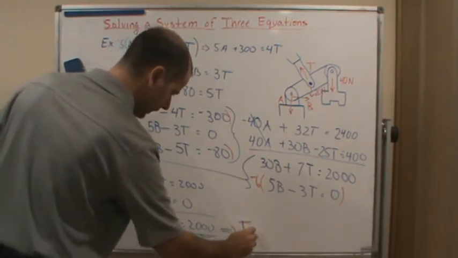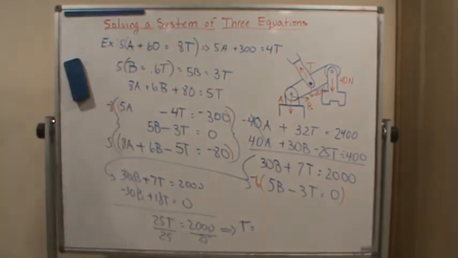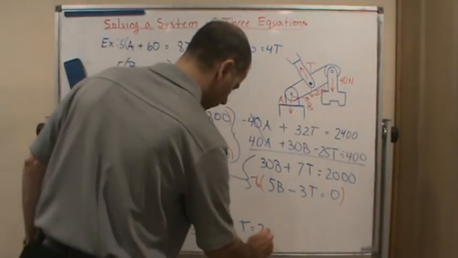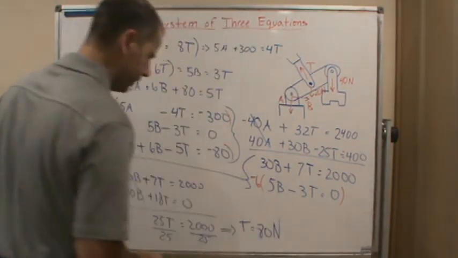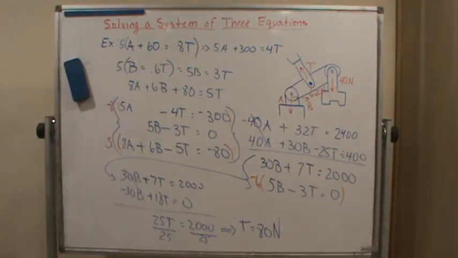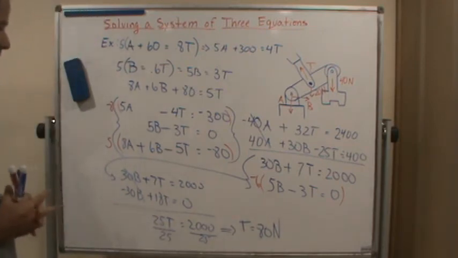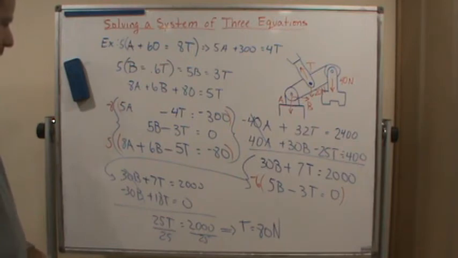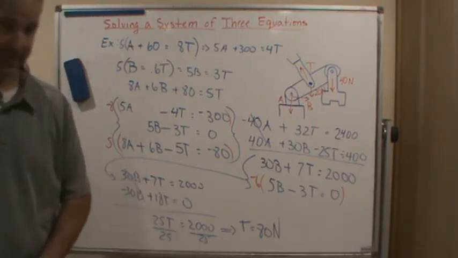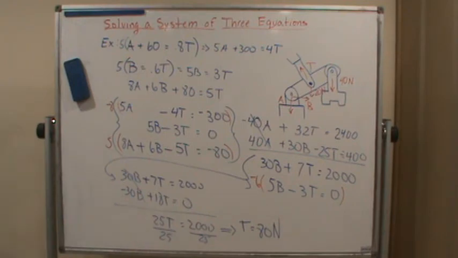I get T equals 80. And of course, we have to have the units, which are newtons. And so T equals 80 newtons. Now we've got one of them. Now we can go ahead and back substitute. Okay? And so we can go back to any of the ones that have the T in there. So we could go back to 30B plus 7T equals 2000.